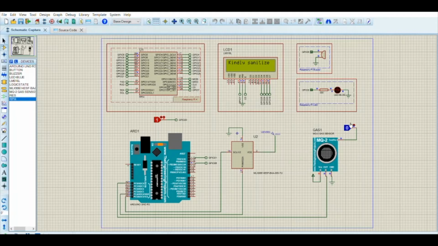An MQ2 alcohol sensor is used. This detects alcohol vapor in the air and can thus be used to check if the person has sanitized his hands or not. Since Raspberry Pi libraries for these sensors are not available in simulation, we couldn't directly interface them. So we have used an Arduino to interface these sensors with the Raspberry Pi. By changing this logic state, we realize the change in the alcohol content, and a state 1 depicts the presence of alcohol, and the sensor detects it to display that the person has successfully sanitized.